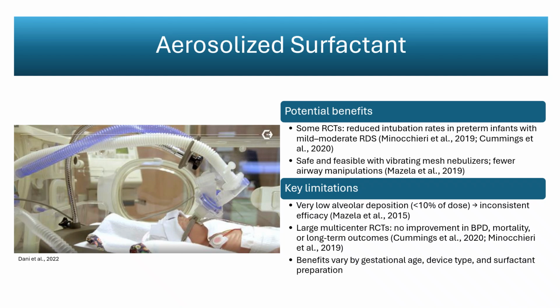However, deposition into the alveoli is inefficient, with less than 10% of the administered dose reaching the distal airways. This low delivery fraction explains why large multi-center trials have not shown consistent benefit in reducing bronchopulmonary dysplasia, mortality, or long-term outcomes. Efficacy appears to vary by gestational age, nebulizer design, and surfactant formulation, leaving results heterogeneous.